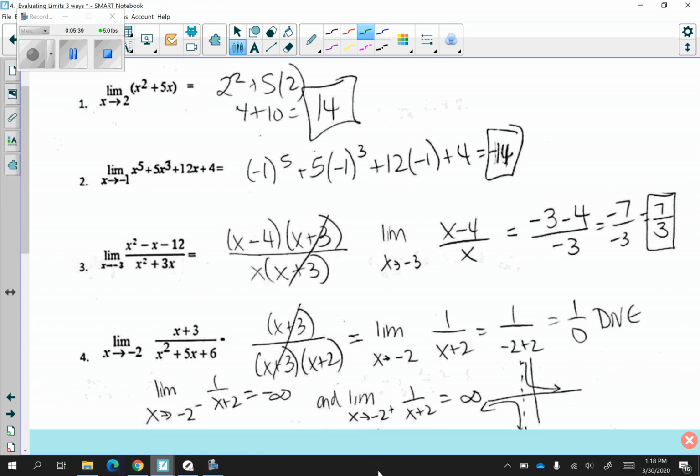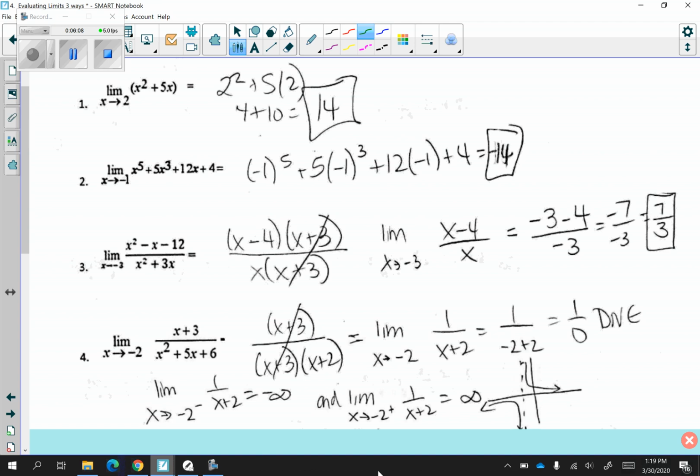Finally, let's look at number 4, the limit as x approaches -2 of (x + 3) over (x² + 5x + 6). So the first thing I did was factor the denominator. I then canceled out the x + 3's. So I wanted to find the limit as x approaches -2 of 1 over (x + 2). Now notice, if I were to substitute -2, I would get a 0 in the denominator, which would make it undefined, meaning that the limit does not exist.